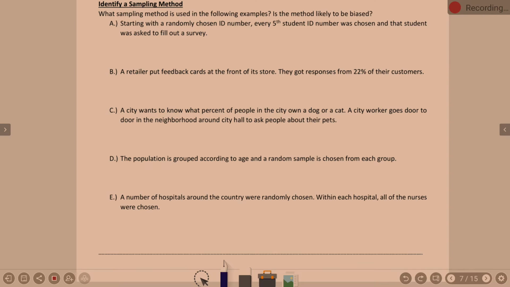Example A: starting with a randomly chosen ID number, every fifth student ID number was chosen, and that student was asked to fill out a survey. What sampling method do you think is used here? What was it? Systematic? Does that make sense? Because it was every fifth, right? So that is going to make it an example of systematic sampling.